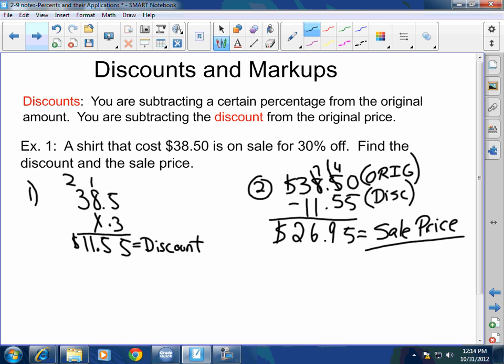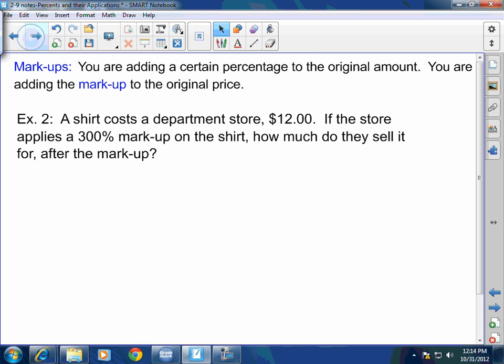Now, the opposite of that is called a markup. And in a markup, you are adding a certain percentage to the original amount. You are adding the markup to the original price. So, for example, a shirt costs a department store $12. If the store applies a 300% markup on the shirt, how much do they sell it for after the markup?